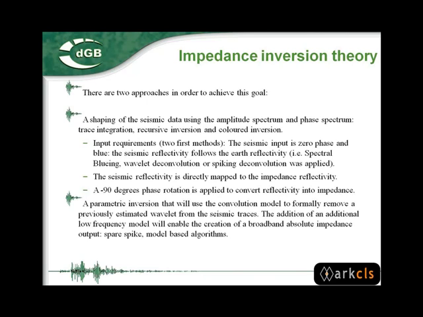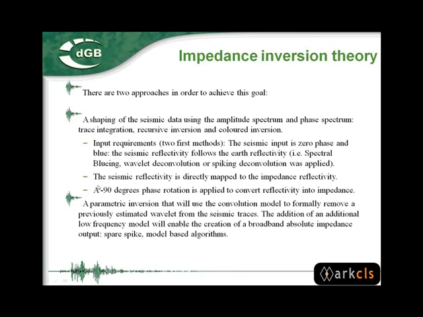There are two approaches in order to achieve this goal. First of all, we can reshape the seismic data using the amplitude spectrum and phase spectrum from the seismic. A number of inversions can do it. Some are trace integration techniques, recursive inversions, and colored inversion is one of these three methods. The input requirements for the first two are that the seismic input is zero phase and blue. Once again, it means that the seismic reflectivity follows the Earth's reflectivity. And these are processes like seismic spectral blueing, wavelet deconvolution, or spiking deconvolution. All three terms are synonyms of each other, roughly.